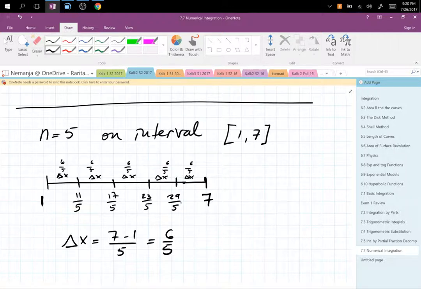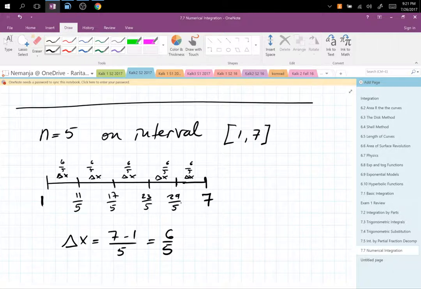So I'll do this one more time. Over here, you start with 1 plus 6/5 is 11/5. Now all the common denominators are already 5, so 11 plus 6 is 17, 17 plus 6 is 23, 23 plus 6 is 29. Checkpoint, 29 plus 6 is 35. 35 divided by 5 is 7. It has to land right there because you did the delta x formula. So that's how the partitioning works.